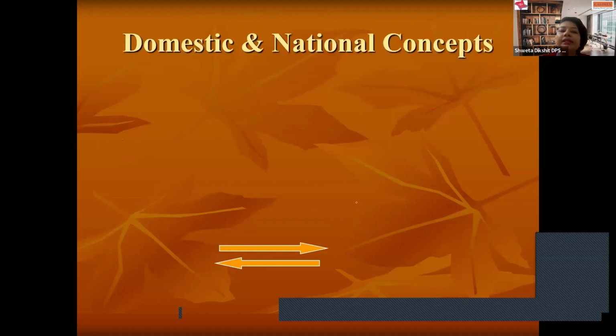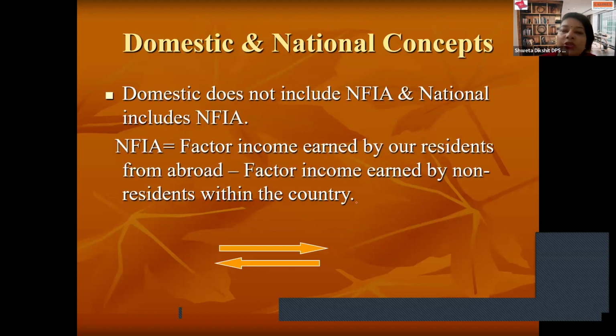Then comes the basic difference between domestic and national. Domestic is within the domestic territory, and national is something beyond the domestic territory. So when you're talking about domestic and national, you actually talk about NFIA, that is net factor income from abroad. First, let us understand what NFIA is.